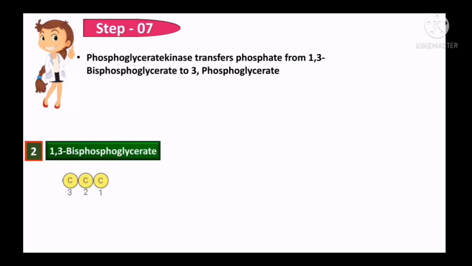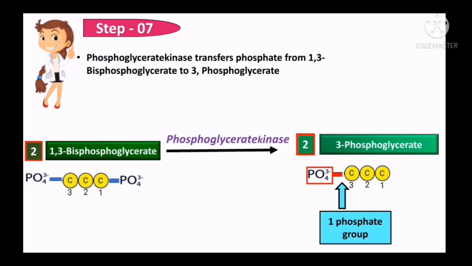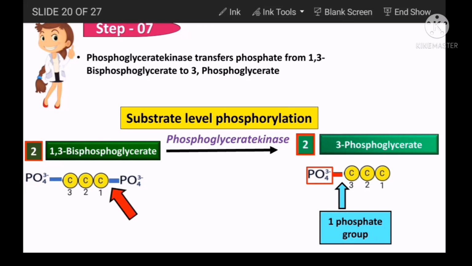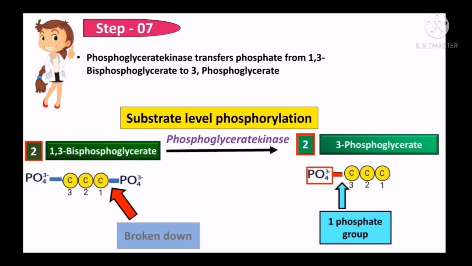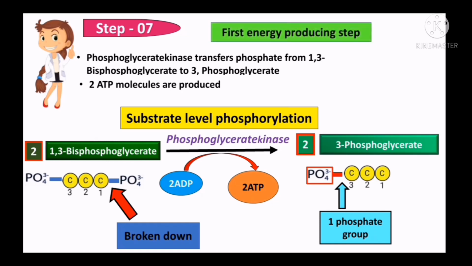During the 7th step, the 1,3-bisphosphoglycerate molecules are converted into 2 molecules of 3-phosphoglycerate. As you can see, this new molecule is composed of only one phosphate group. Let's see how it happens. We call this process substrate level phosphorylation. It means the high energy bond between the first carbon atom and the phosphate group of the 1,3-bisphosphoglycerate molecule is broken down during this conversion. That energy is used to convert 2 ADP molecules into 2 ATP molecules, and this is the first energy producing step of the glycolysis pathway, and this reaction is irreversible.